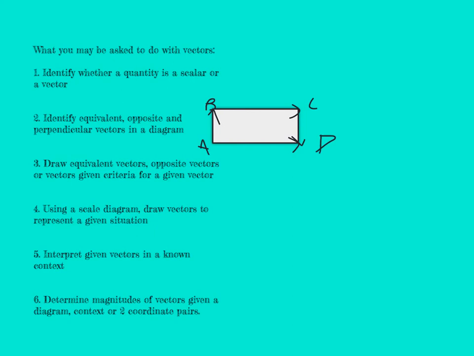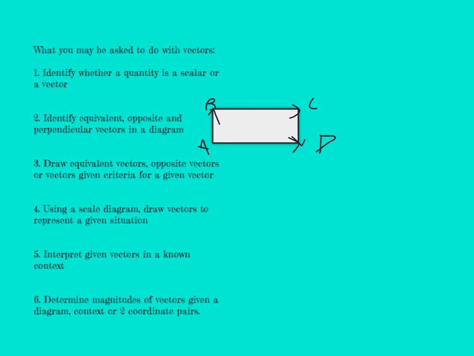Okay, so we have a diagram and we could use this to identify equivalent, opposite, or perpendicular vectors. So for instance, we can see here by looking at BC and AD would be equivalent vectors. We can also see that AB and CD are opposite vectors. You can also pick, of course, a pair that would be perpendicular. So that's what I mean by that.